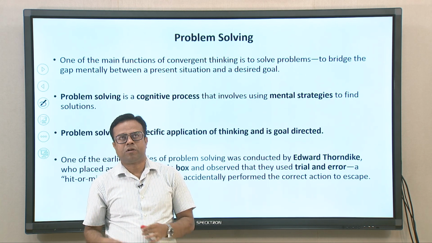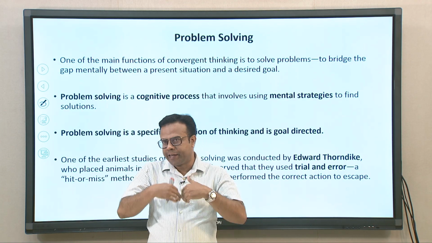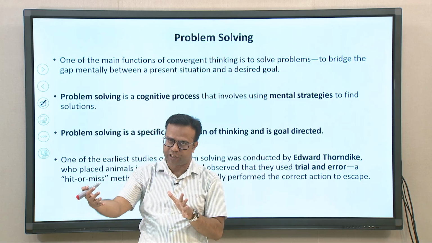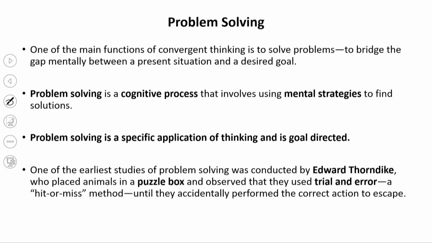So, this is about some of the different types of thinking. Thinking can be in the form of convergent thinking, divergent thinking, and sometimes thinking can be metacognitive, thinking about your own thinking.